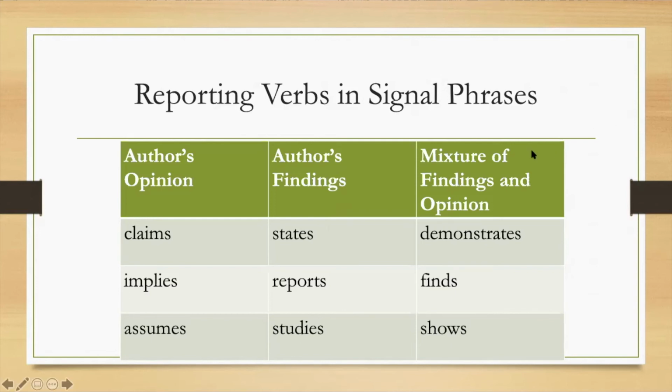However, sometimes it's a mixture of both. So what the author is doing is that they are interpreting their findings. So they demonstrate something, they found something, or they show something, where it's a mixture of raw data with their own interpretation of that data. The most important thing, again, is that you're being honest with the literature. So don't say that an author reports something when they're merely suggesting it. In other words, you've misrepresented the literature, and you have to be careful with that.